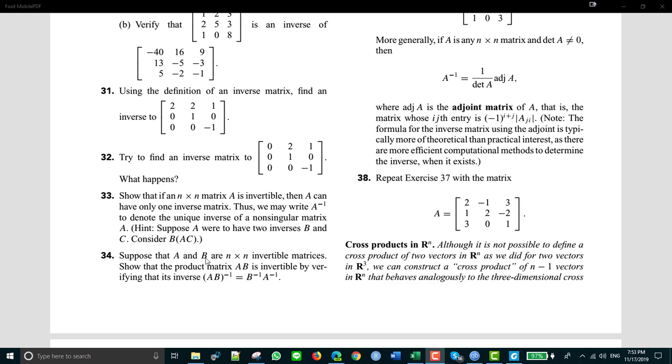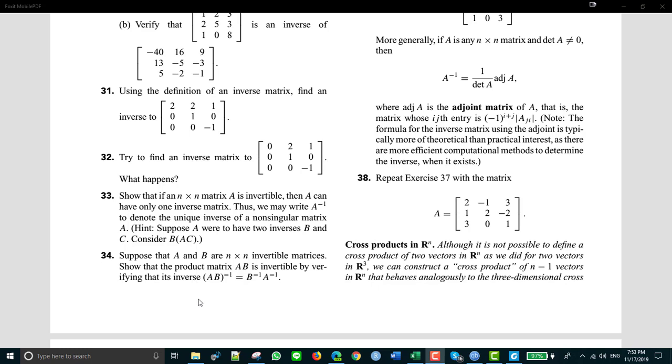So one thing is, first of all, can we write B inverse? Yeah, because we said that B has an inverse, so this is the inverse. Can we write A inverse? Yeah, we said that A has an inverse, so we can write A inverse. So what they're saying is, does AB, the product, have an inverse? So yeah, it does, because if you just take AB times this, you're going to get I. That means this is the inverse of AB.